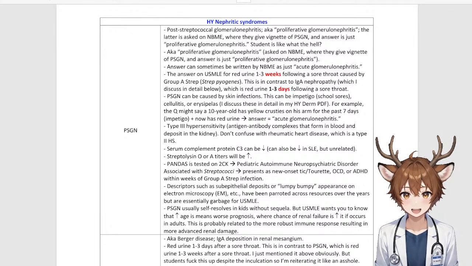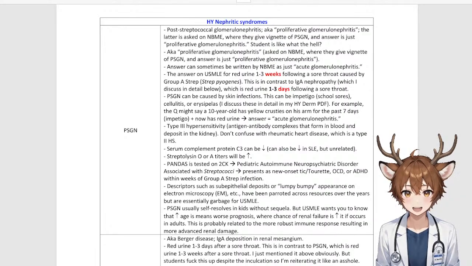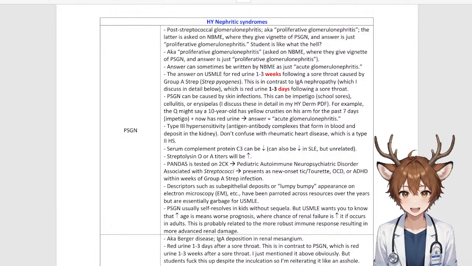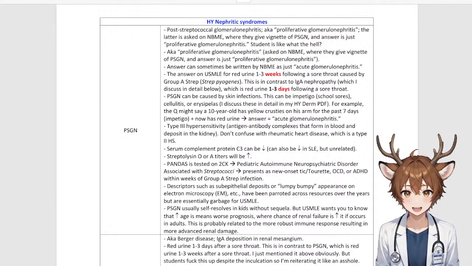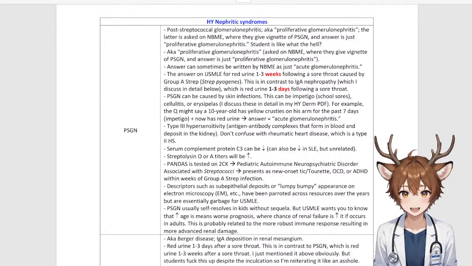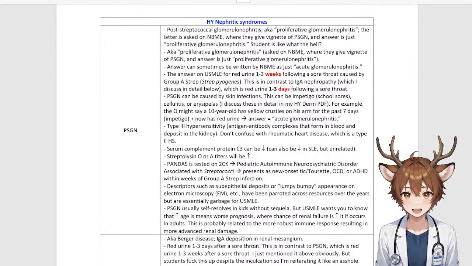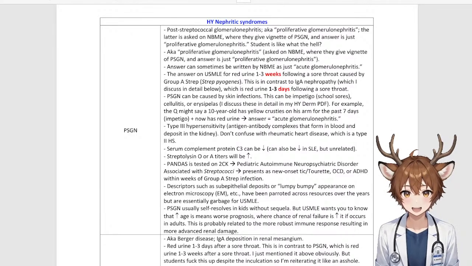Streptolysin O or A titers will be elevated. PANDAS is tested on 2CK: pediatric autoimmune neuropsychiatric disorder associated with streptococci, presents as a new onset tic/Tourette, OCD, or ADHD within weeks of group A strep infection.